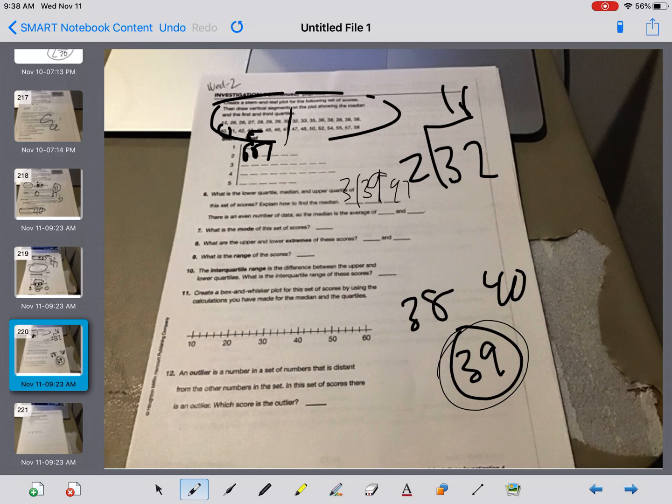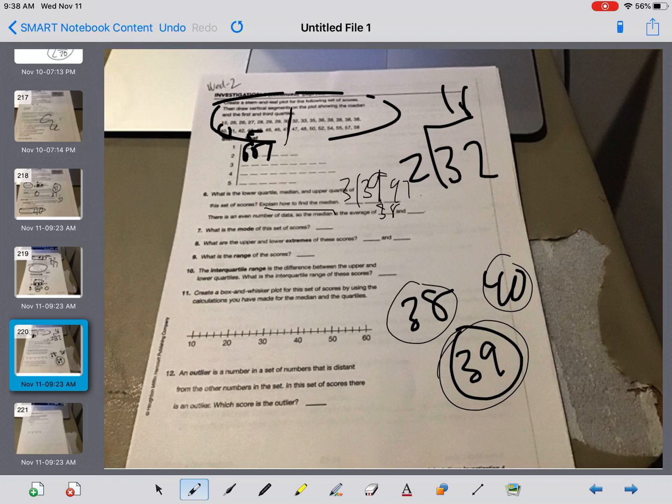Well, guys, there's nothing between 47 and 47. Let me get that 9 looking better. So this is 47. So helping you fill in the blanks again with that sloppy writing, the lower quartile is 31, the median is 39, the upper quartile is 47. It said there's an even number, then we're answering this question, guys.